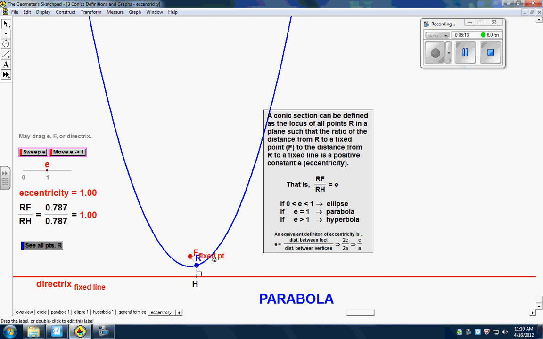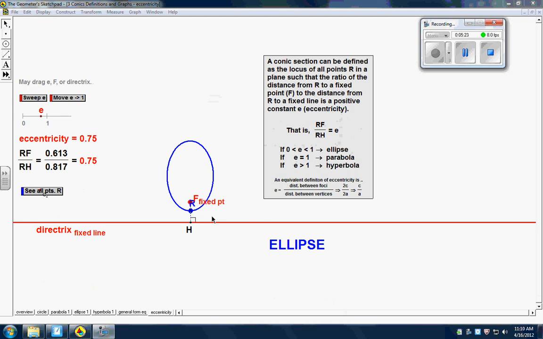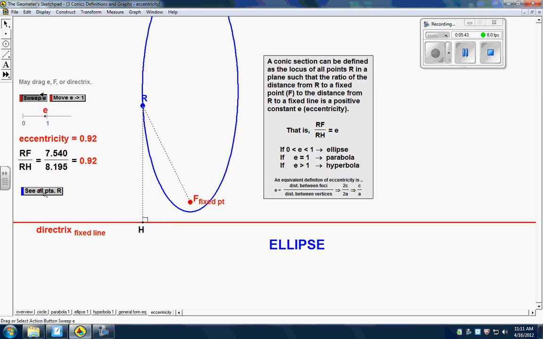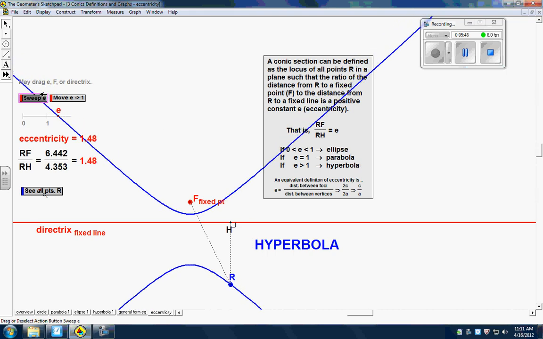So you can see this moving along the point here. So now we have an ellipse. We can swing this around here, so that distance is smaller than 1. So it's a larger distance from the point to the directrix as it is from the point to the foci here. And you can see that ratio there. So as soon as it gets bigger than 1, it becomes a hyperbola. If it hits 1, it becomes a parabola.